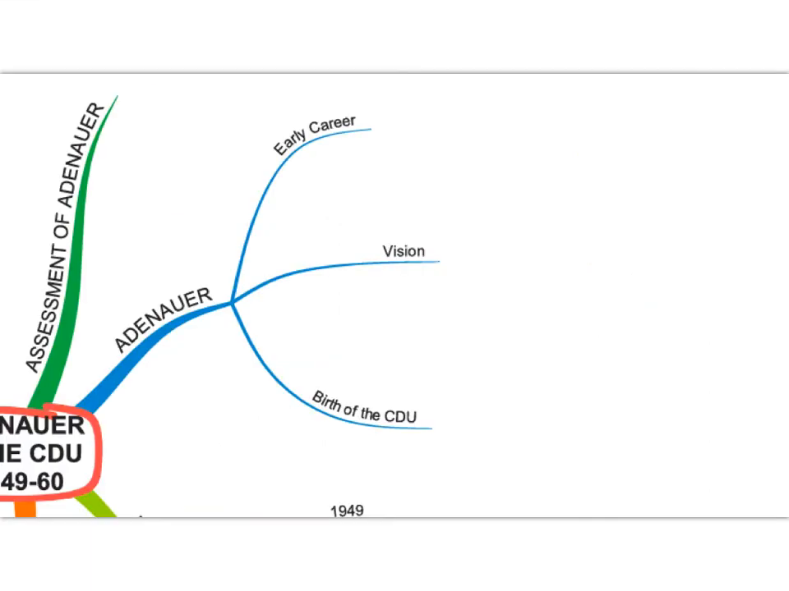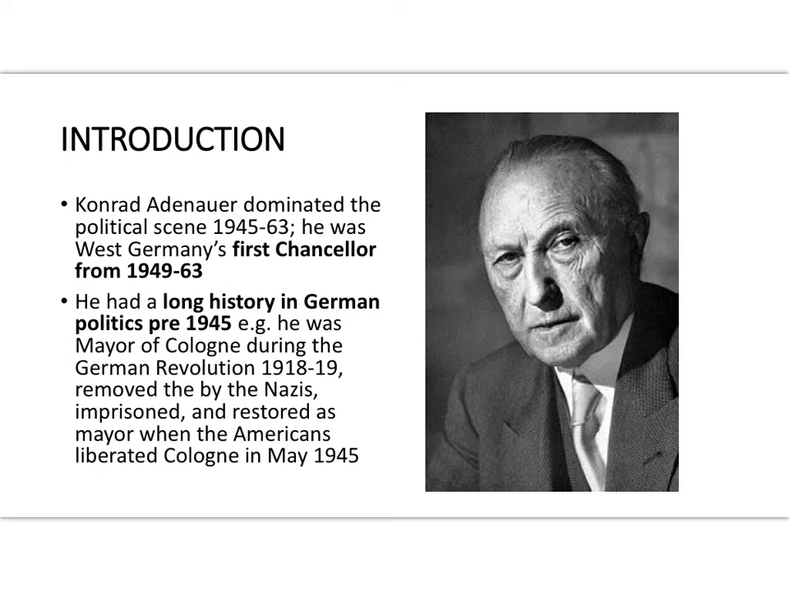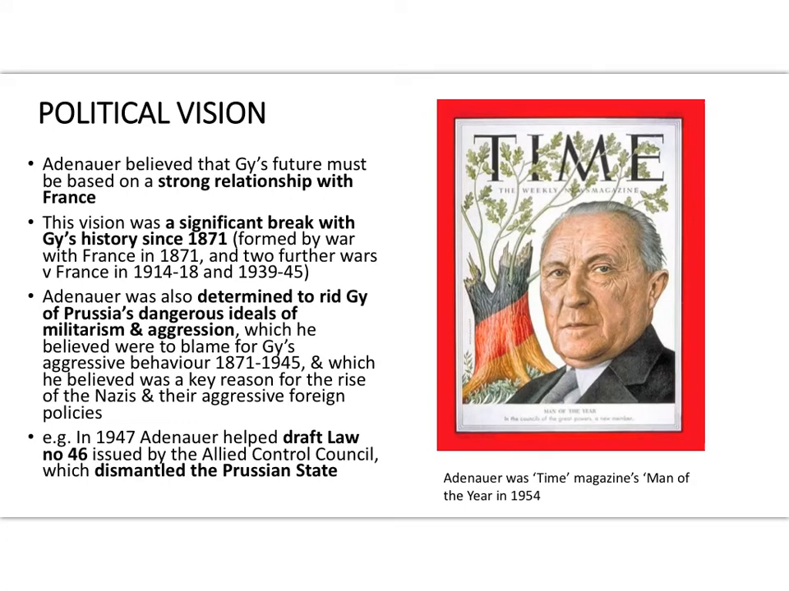Okay, so we covered Adenauer's early career. Remember, he was already an elderly man when he became Chancellor of Germany, in office from 1949 to 1963. We covered a little bit of background about his career going back to the German Revolution of 1918 to 1919. And we looked at his political vision. Obviously, the key characteristic was that he really wanted to build strong relationships with France, and that was a significant break with Germany's history ever since 1871.